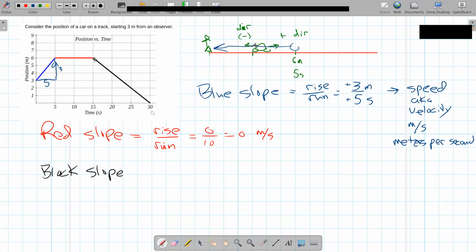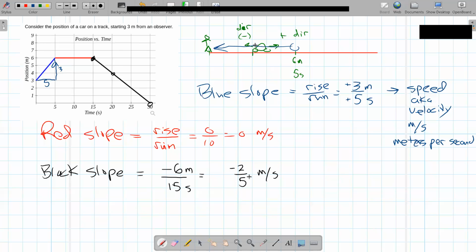And there, again, it's a straight line, so I can pick any 2 points I want. Like I could pick this point and that point, or this point and that point over there. I'm going to go for the first and the last point. So I drop from 6 to 0. So that's a negative 6 for the rise. And the run, that happened from 15 to 30 seconds. So that's a span of 15 seconds. So it dropped 6 meters over 15 seconds. And we could reduce that if we wanted to. Sure, let's do it. 3 goes into 6 2 times, so negative 2/5 meters per second.